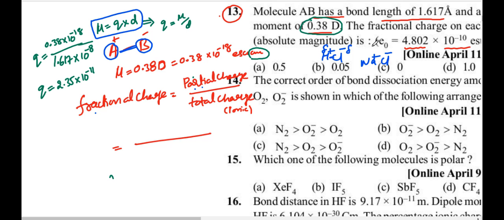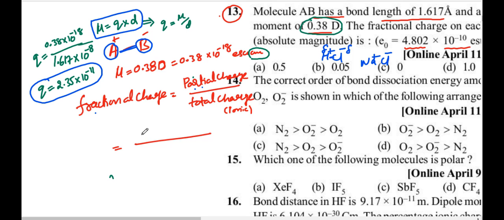That means the electron is not completely transferred. In ionic case, electron is completely transferred, the charge is equal to 4.8 into 10 power minus 10 ESU. But in covalent molecule, electron is not transferred completely. So the partial charge is always lesser than 4.8 into 10 power minus 10. So here we got the partial charge Q, 2.35 into 10 power minus 11.